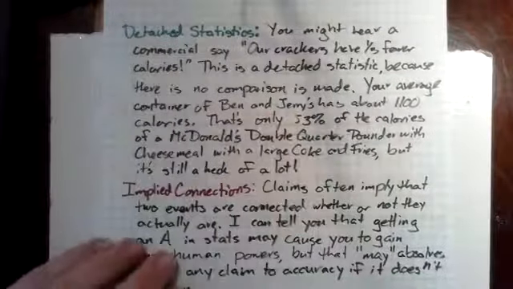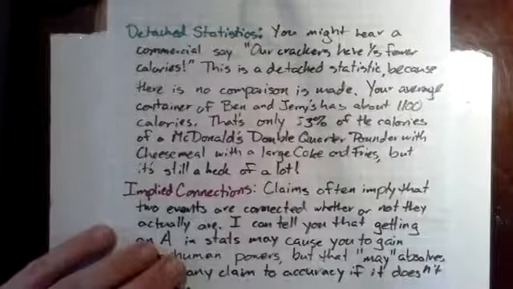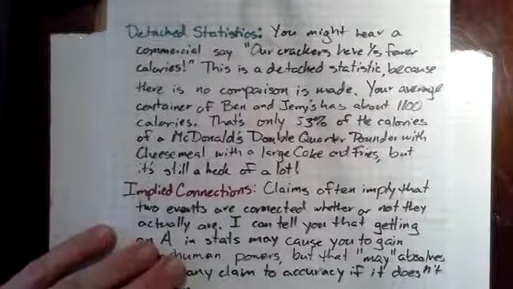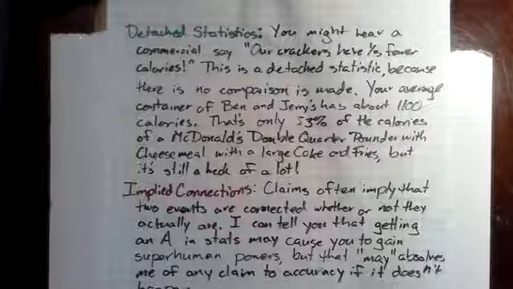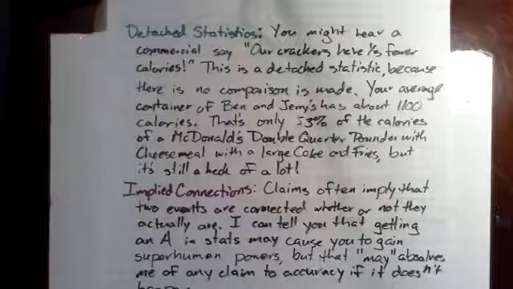Detached statistics. You might hear a commercial say, "Our crackers have 1/3 fewer calories." This is a detached statistic because there is no comparison made. Your average container of Ben & Jerry's has about 1,100 calories. That's only 53% of the calories of a McDonald's double quarter pounder with cheese meal with a large Coke and fries, but it's still a heck of a lot.